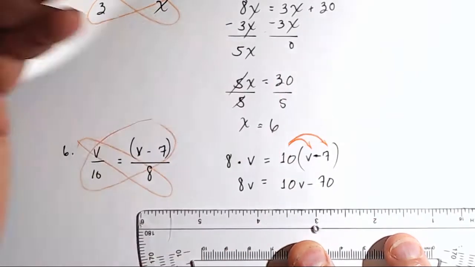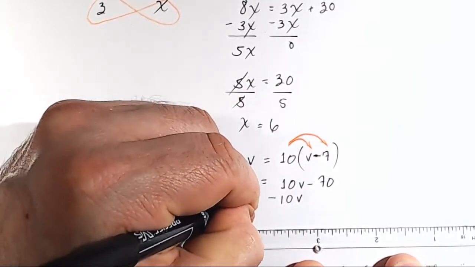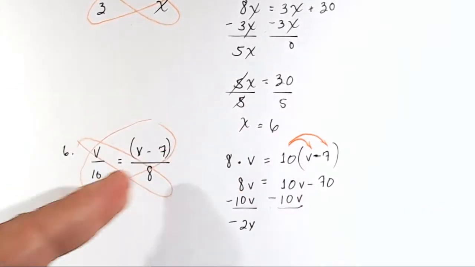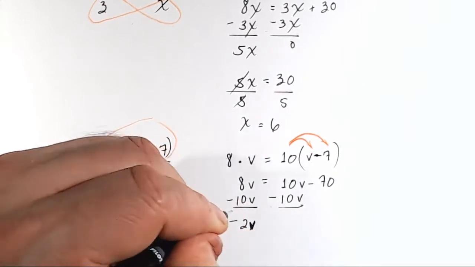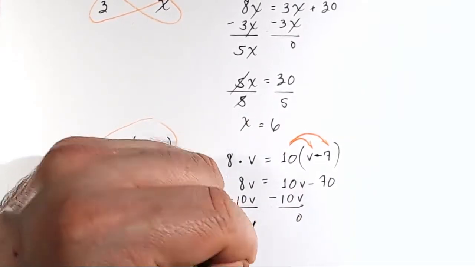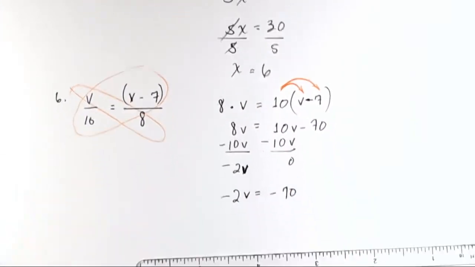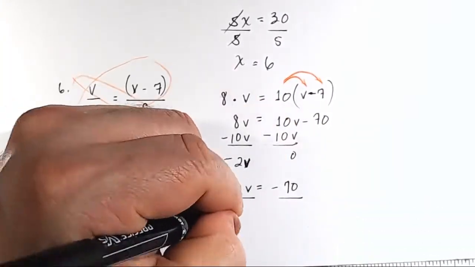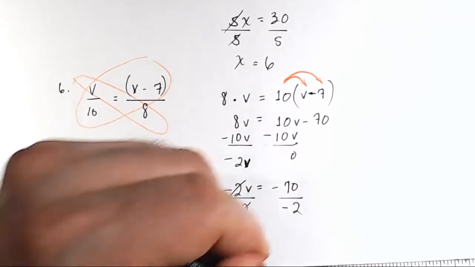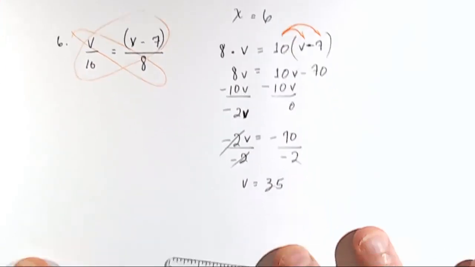All right? We're going to isolate the variable, so we've got to move the 10V over. We'll subtract 10V from both sides. 8V minus 10V is negative 2V. Starting to look a little bit like an X. And this is 0. Let's rewrite. Negative 2V equals negative 70. Okay? Divide both sides by negative 2 to isolate V. Negative 2's cancel on the left. V equals negative by negative is a positive. 70 by 2 is 35. V is 35.